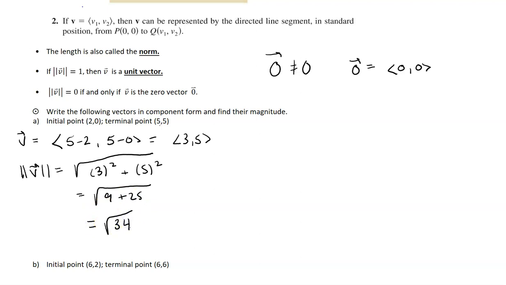Now you don't have to, but you can absolutely graph this and just show yourself that they're the same. So V as it's written would go from 0, 0 to 3, 5, which would look like this. Whereas P is 2, 0, and Q is 5, 5. This is the vector from P to Q. They're equivalent. So you can see that they do have the same length and they do have the same direction.